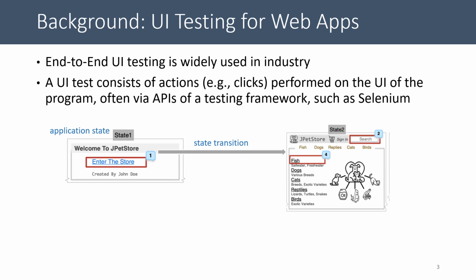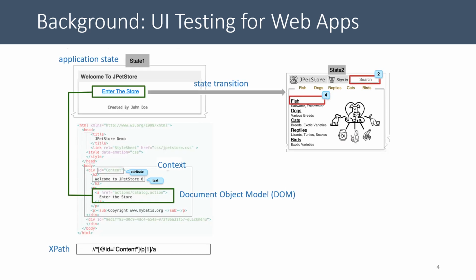On the left, state 1 represents a welcome page. After the user clicks enter the store, the page jumps to state 2 on the right. We can write a UI test to check if the transition is correct. To write a UI test, we need to locate the elements. The elements in the user interface are represented in a structure named DOM.